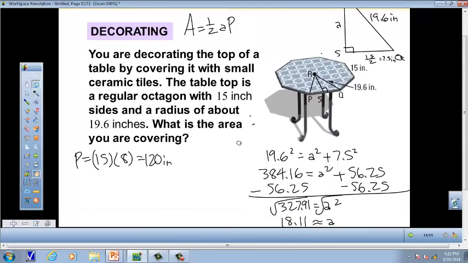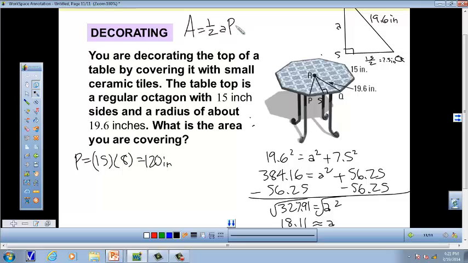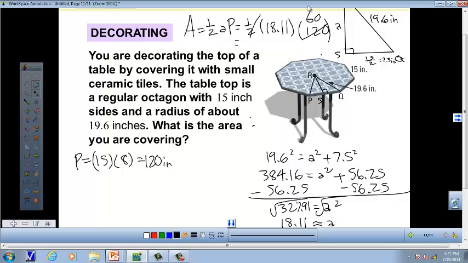We'll go up to the top, and we're going to plug everything into this formula right here. If we do that, we get 1/2 times 18.11. Do not use this number. Use the number that's already on your calculator. And we're going to multiply that times 120. So that's our apothem and our perimeter. To make it easier, I just do half of 120 is 60, and then you can take the number that's on your calculator and multiply it times 60. We get our answer, which is 1086, or 1086.50, and that would be square inches. Okay?